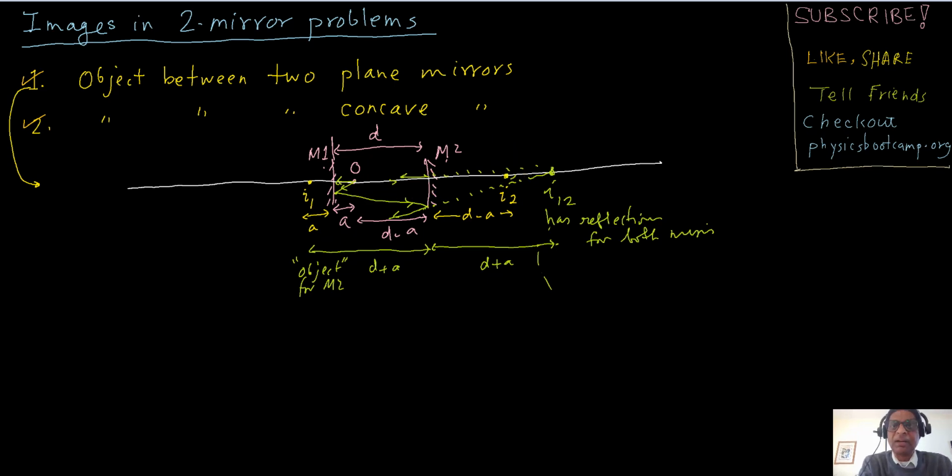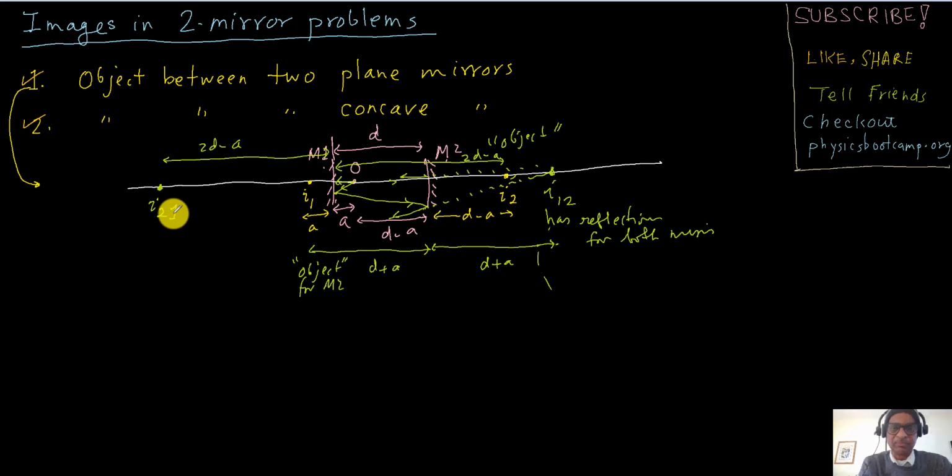Now this would serve as an object for that. So this distance will be the object for this mirror, this image. And what's the distance? It is D plus D minus A, so this is 2D minus A, and it's going to be over here, 2D minus A. So this will be the image first in the reflection in 2 and then reflection in 1.